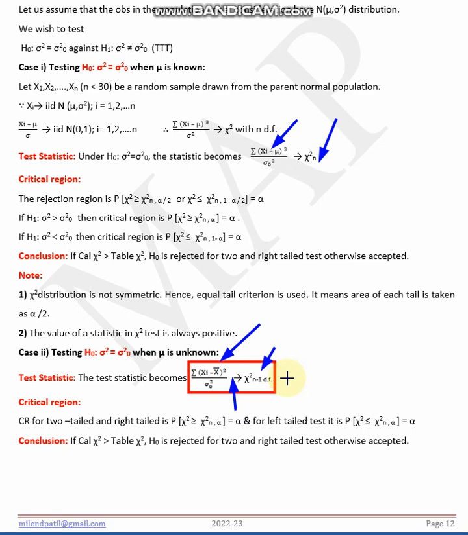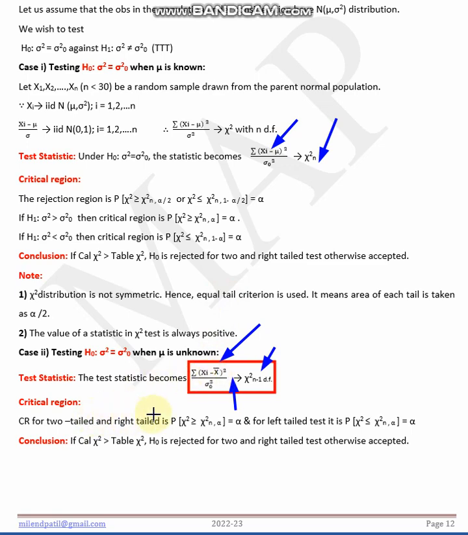The only difference between these two cases is that in the earlier case I know the value of mu, but in this case I do not know the exact value of mu. In this case mu is unknown. Therefore the only difference is that I am replacing mu by x bar.